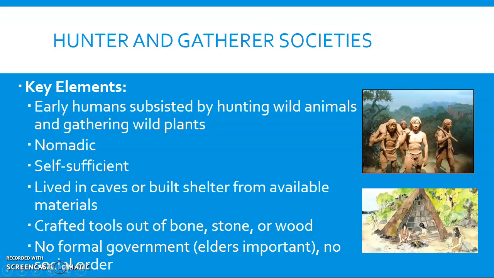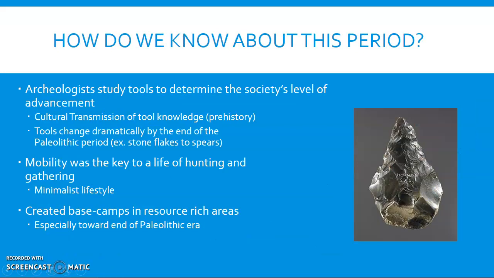You just have everyone in your group basically being equal. And everything is shared. So how do we find out about this? We already said that there's not really any written records. They don't have writings. You can't go read the books of hunters and gatherers from 10,000 years ago. You just can't.